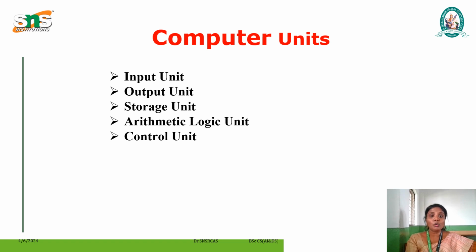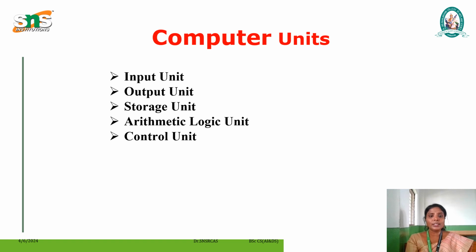So next one is the output unit. The output unit provides the result of computer processing to the user, that is, it links the computer with the external environment. Most of the output data is in the form of audio or video. The different output devices are monitors, printers, speakers, headphones, etc.